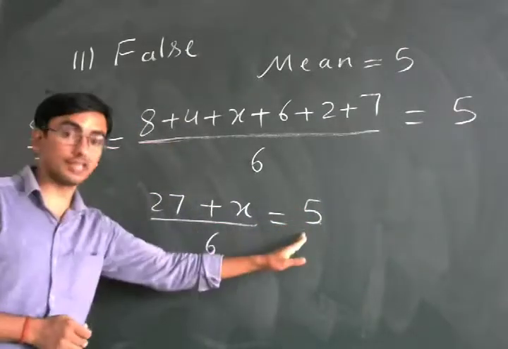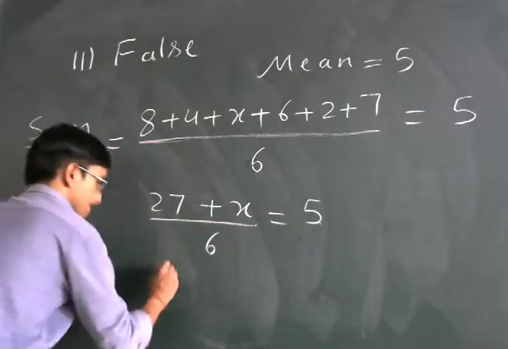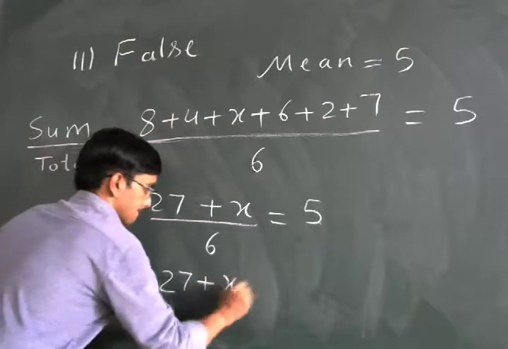The mean is already given. Next step. 6 will go to the 5 side, so it will become 5 into 6.